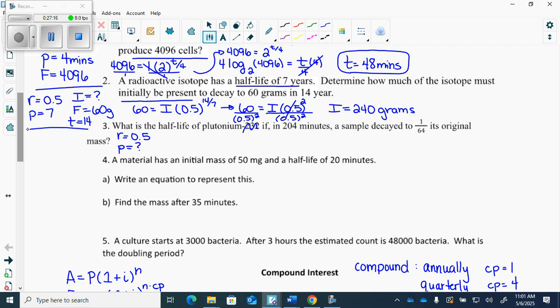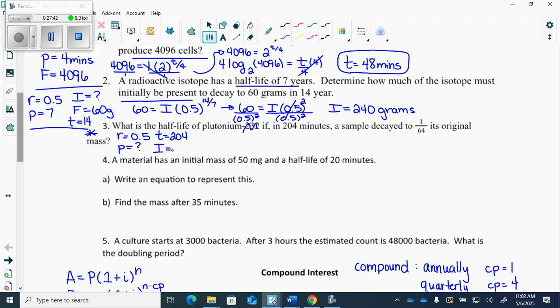So this one is a little bit harder. People get stuck on this one because they don't actually give you the original. I just say it's 1/64th of it. So time to reach final is 204 minutes. My initial can be whatever the heck I want. It can be 100, it can be 64, it can be 2, it can be 7.6, it can be whatever you want. The final just needs to be 1/64th of it.